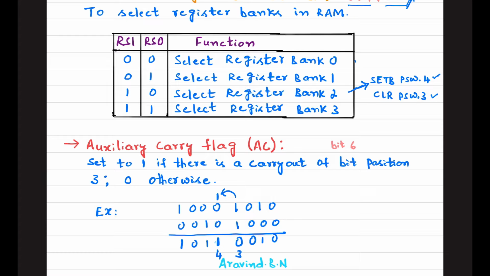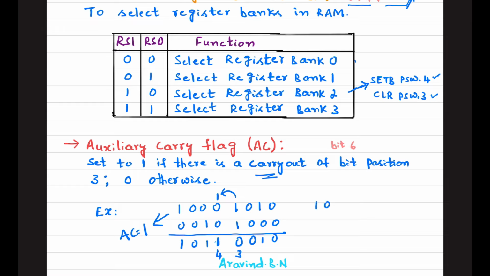In another way we can say, if there is a carry generation from lower nibble to the upper nibble, then the auxiliary carry flag will be set, but this is the exact statement to be mentioned, and in this particular case the auxiliary carry flag will be set equal to 1. Consider one more example for this.